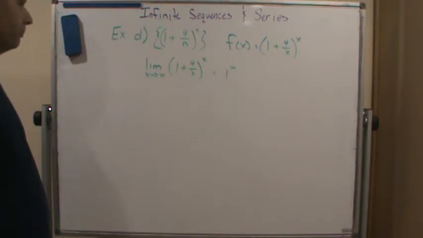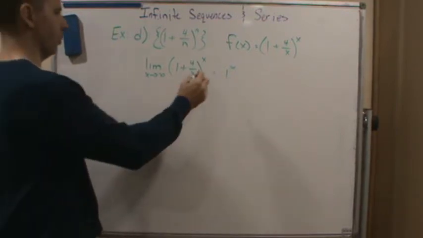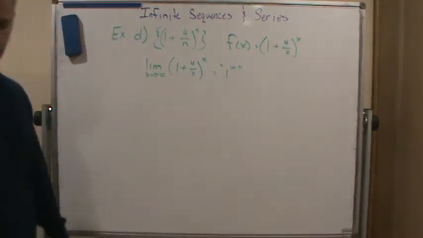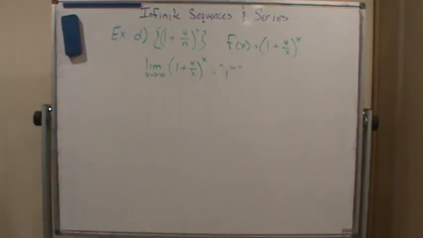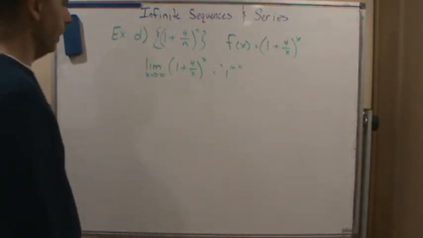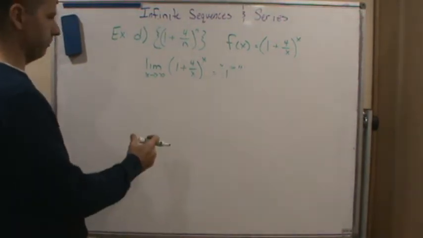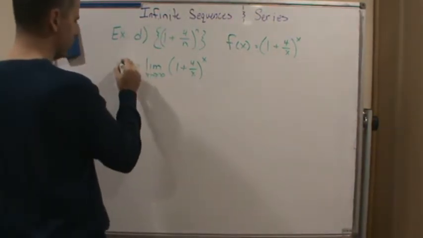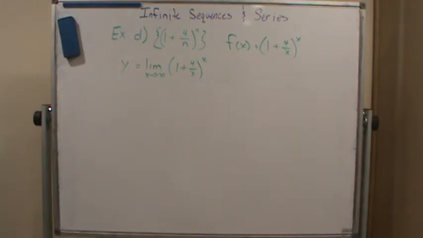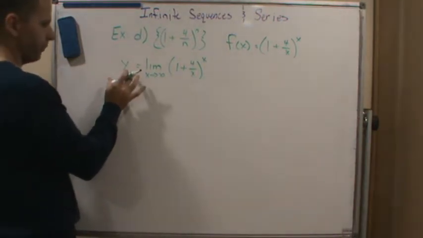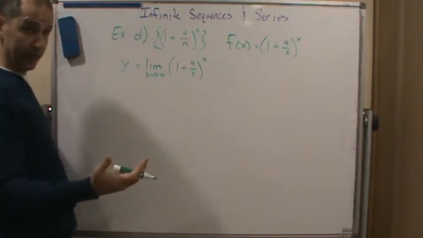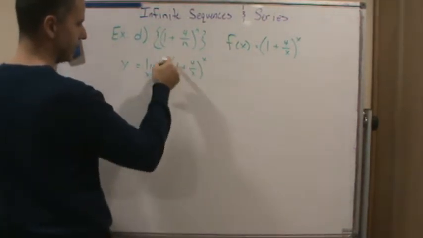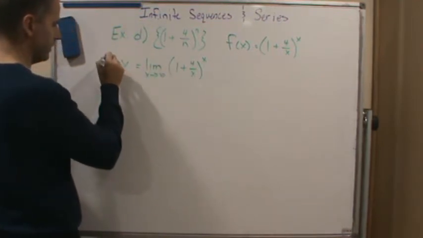Well, we've got to do something with this. What do we do with this? We're going to have to set this equal to a function. So let's let this equal y. And what I'm going to do is take the natural log of both sides, because I want to get the exponent out.